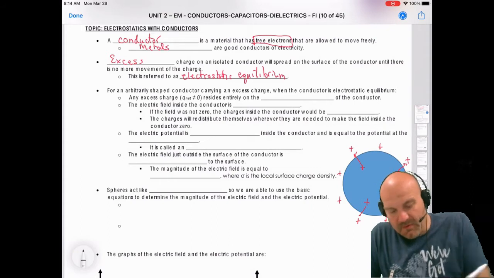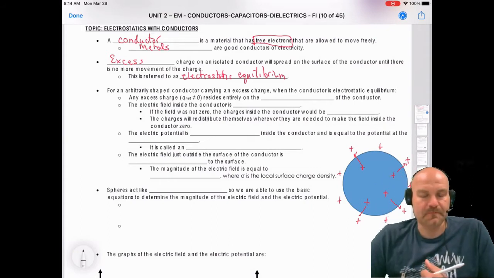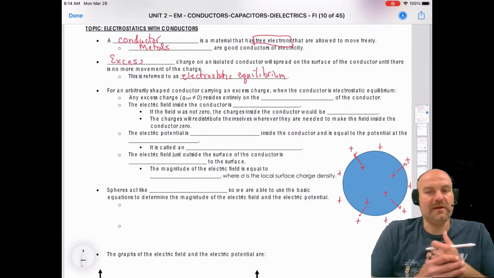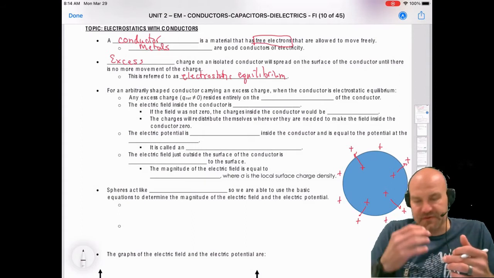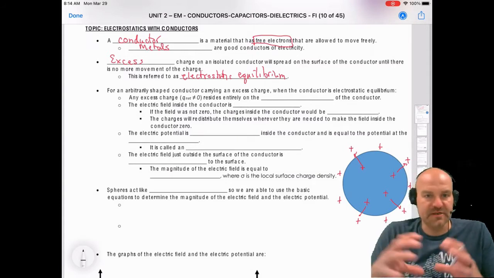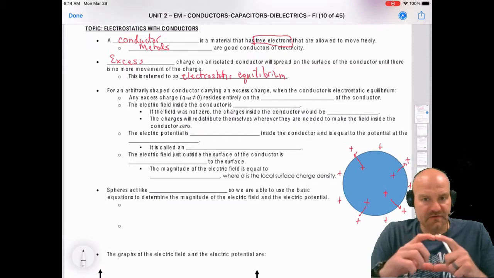Now, on that diagram, I'm only showing a handful of charges, but understand we're talking Avogadro's number worth of electrons, of particles, that are going to shift around onto this surface.